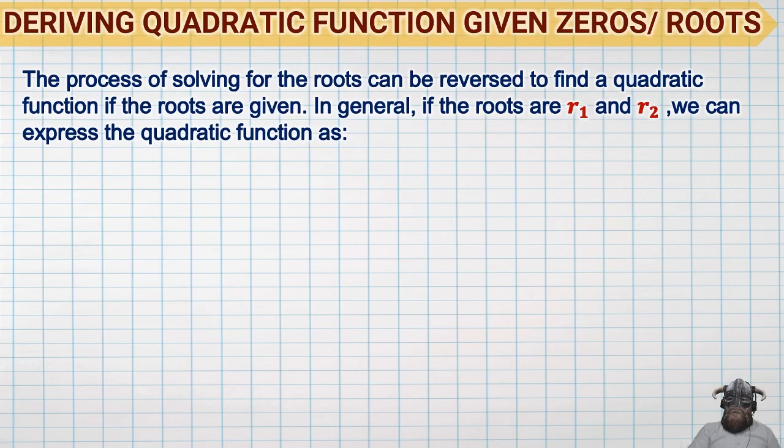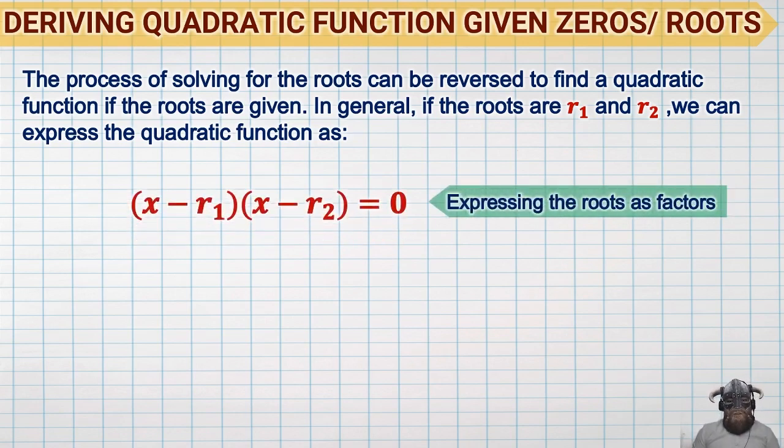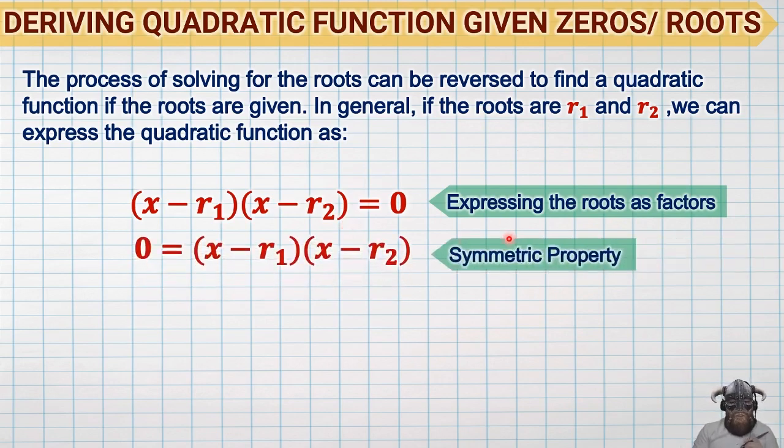Okay, right now we are ready to derive the quadratic function given its zeros or roots. So the process of solving the roots can be reversed to find a quadratic function if the roots are given. So in general, if the roots are named as R1 and R2, we can express the quadratic function as, for example, this is the quadratic equation having the factors R sub 1 and R sub 2 or the roots of this quadratic equation.